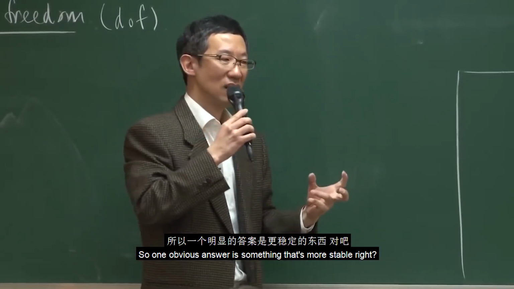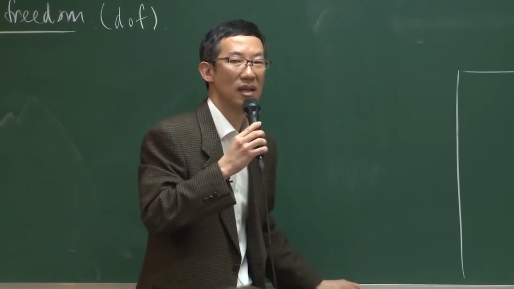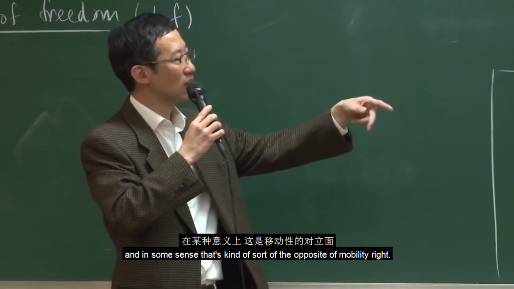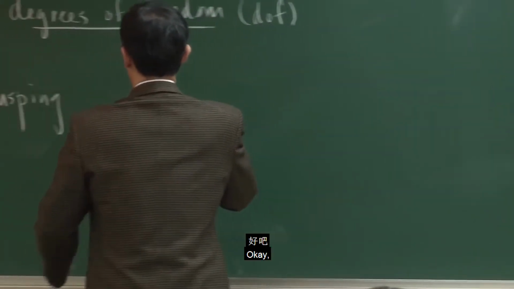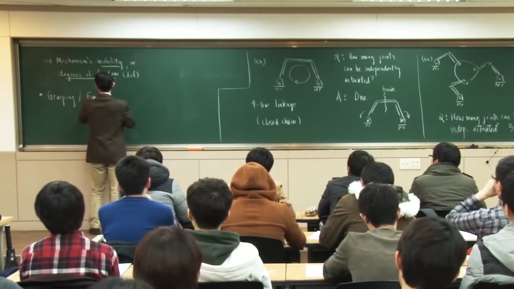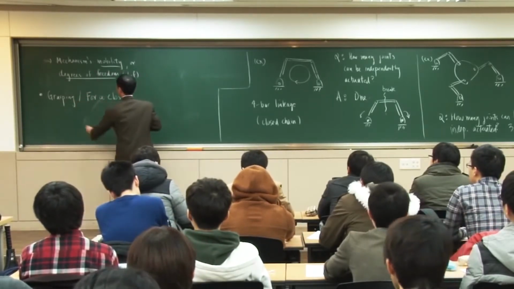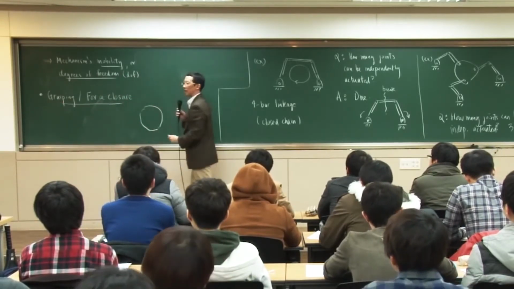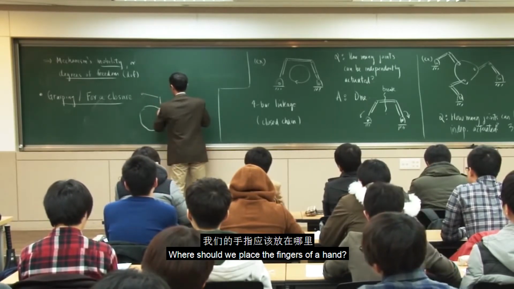One obvious answer is something that's more stable, so you can grasp it more firmly. That's the next notion we're going to cover, and in some sense that's the opposite of mobility. It's grasping, or force closure. So given an object and a robot hand, where should we place the fingers of the hand?